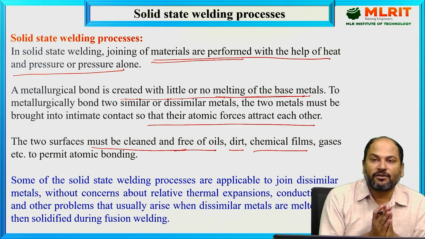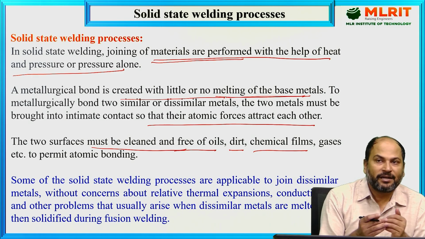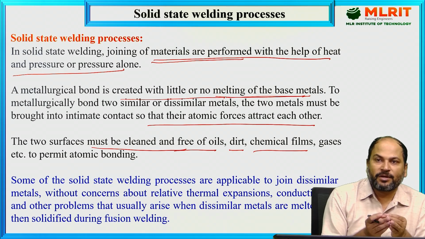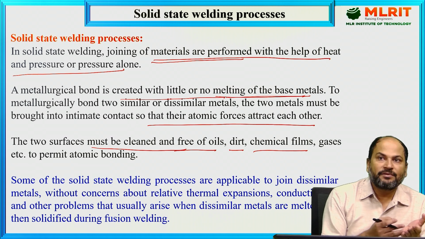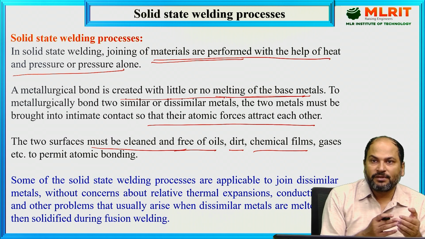It's very difficult to weld if two materials have different natures. It is very difficult to weld. What is the reason behind it? Many reasons are there. Their physical properties may be different. Physical property means, for example, if the melting temperatures of two materials are different, it is very difficult to weld. If the mechanical properties are different, that is also very difficult to weld.